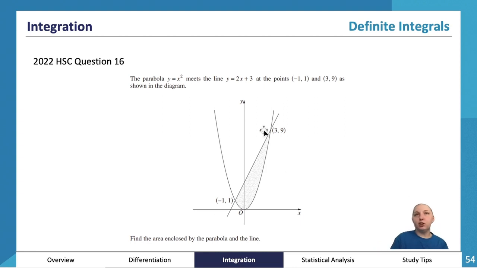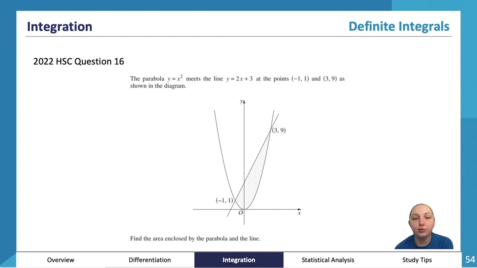Okay, if they don't give you a diagram, always try and draw it if you can, unless these are really complicated equations. I would always try and draw the diagram, especially when you're trying to find areas between two curves, so that you can actually see which one's the top and which one's the bottom. So find the area enclosed by the parabola and the line. They've been very nice and they've given you the points as well. Sometimes if this question was a bit further on in the paper, they probably wouldn't give you these points and they wouldn't give you the diagram. You'd be expected to draw the diagram and find the points they intersect at as well.